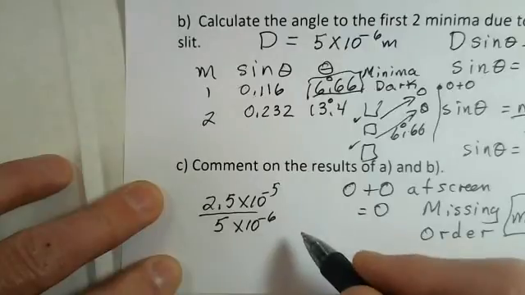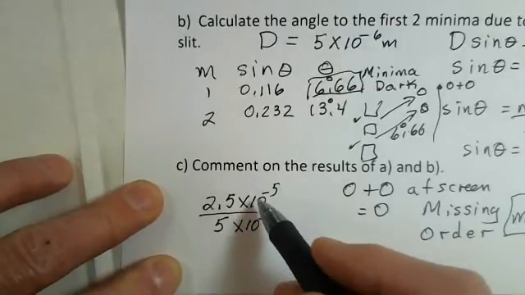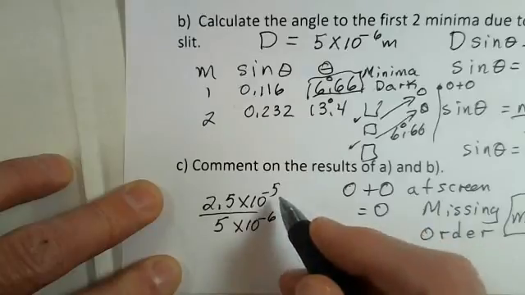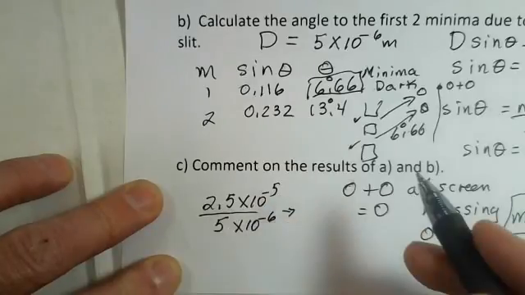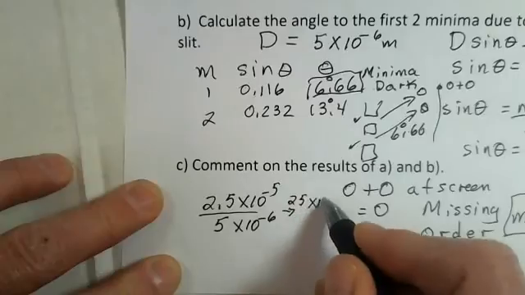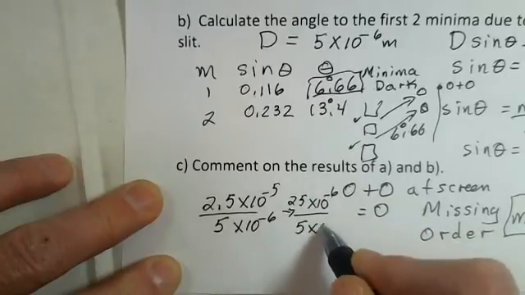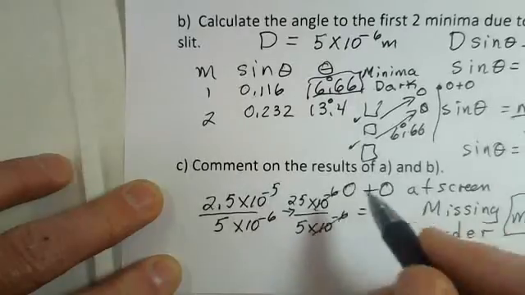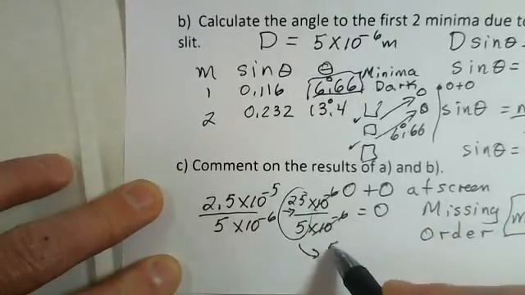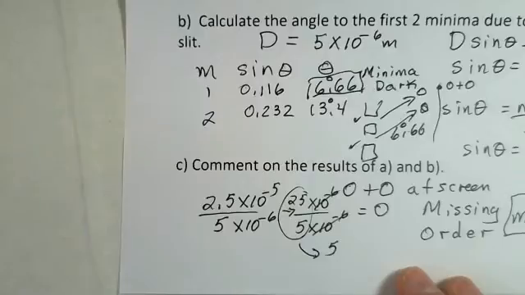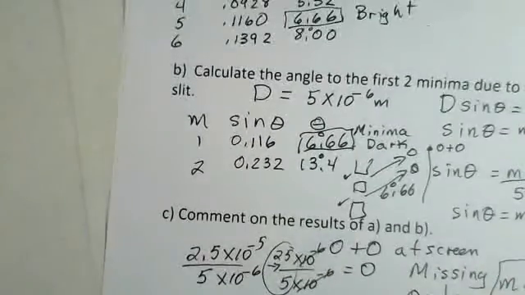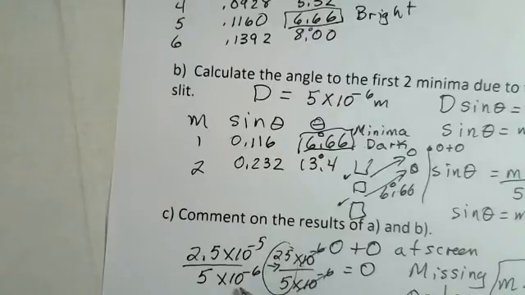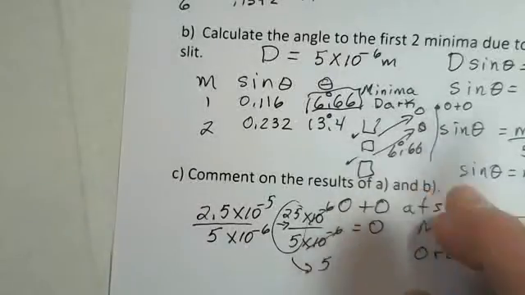To better see how these divide, let's change the top number to a 10 to the minus 6 power. If I make the power smaller, I have to make the number bigger. 25 times 10 to the minus 6, over 5 times 10 to the minus 6. The 10 to the minus 6 cancel. 25 divided by 5 is 5. So once you understand this principle, you can tell easily enough if there'll be a missing order or not. If you can divide the separation of the slits by the width of the slit and come up with an integer, a 5, you will have a missing order.